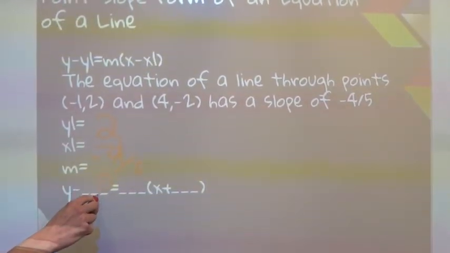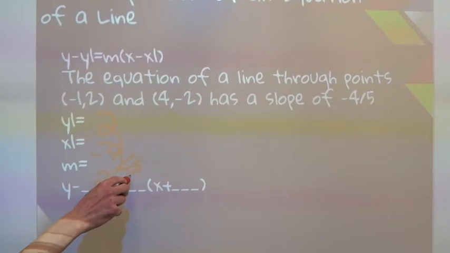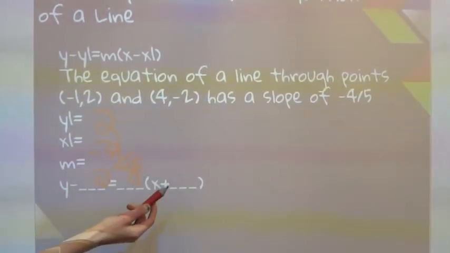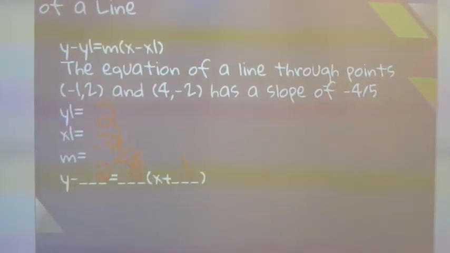So y minus 2 equals negative 4/5 times (x minus negative 1). And because it's a minus a negative, you have positive 1.